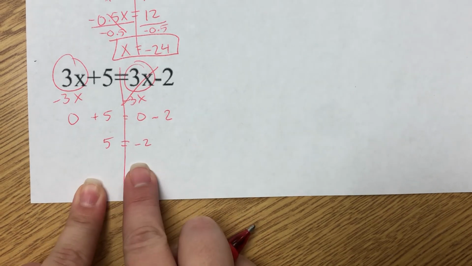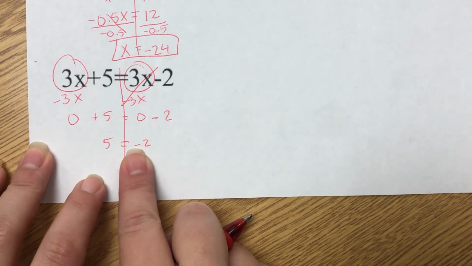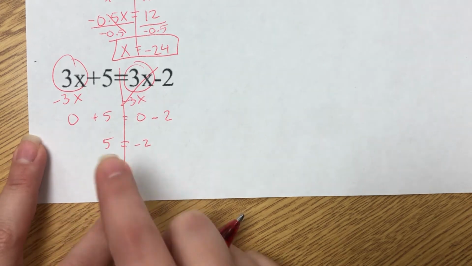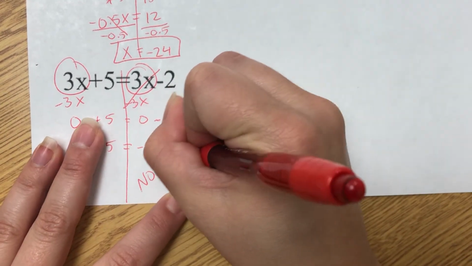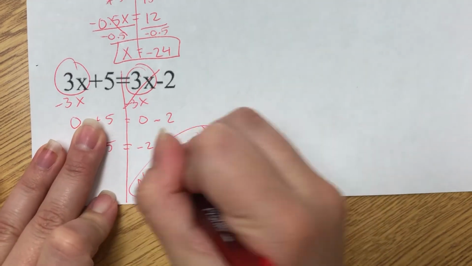This is not an answer. This says 5 equals negative 2, which isn't actually even true. When this happens, we get a thing called no solution because this equation does not have an answer.